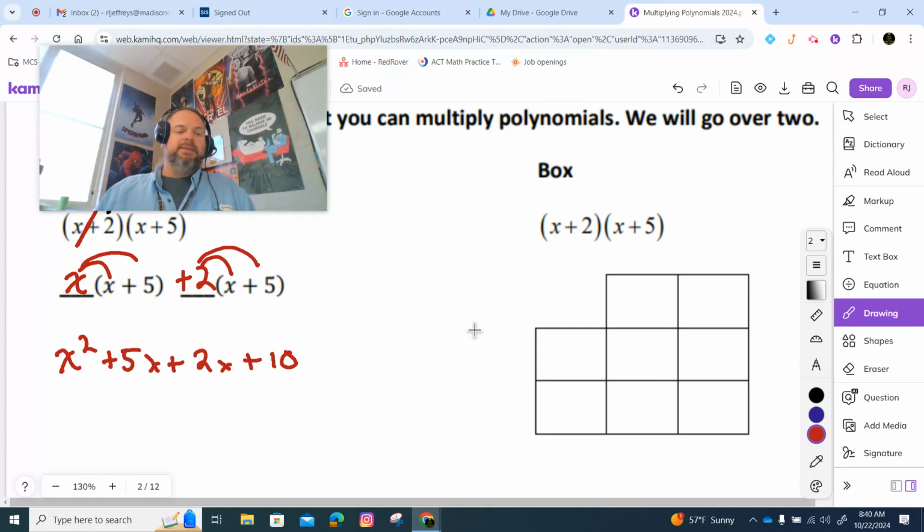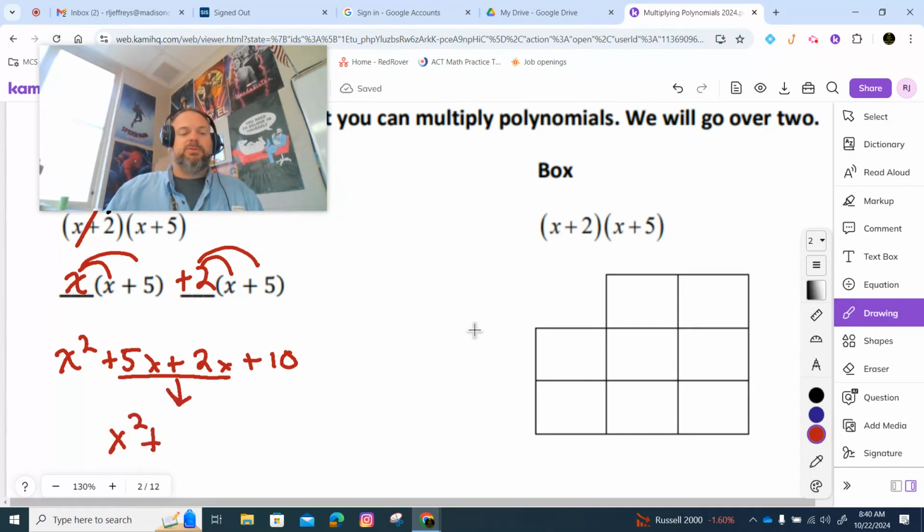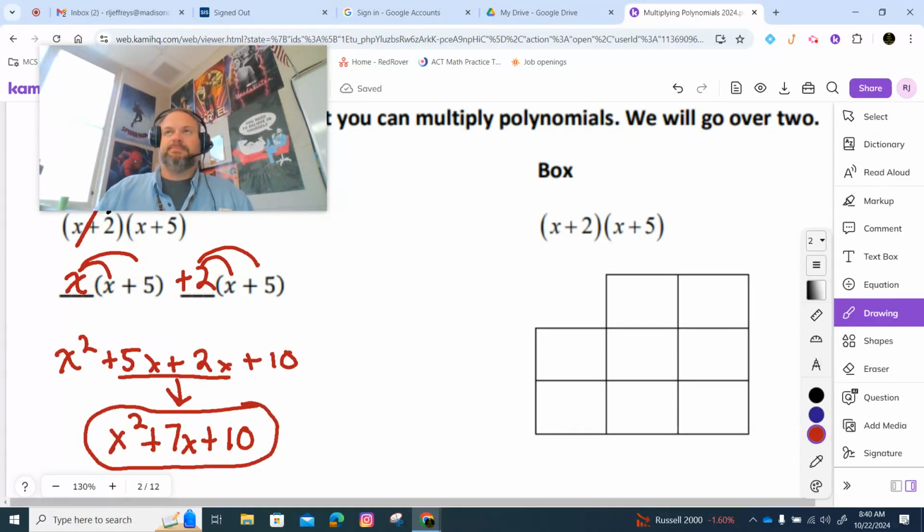All right. Anyways, the only terms that we can combine are these two. All right. So what is 5 plus 2? Are you sure? Okay, good. Remember, calculators are highly suggested in this class. All right. Now, that's one method.